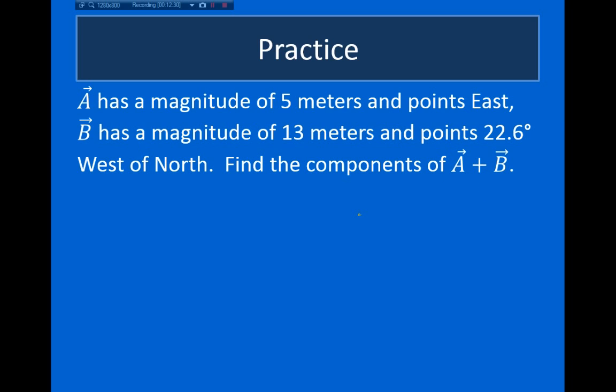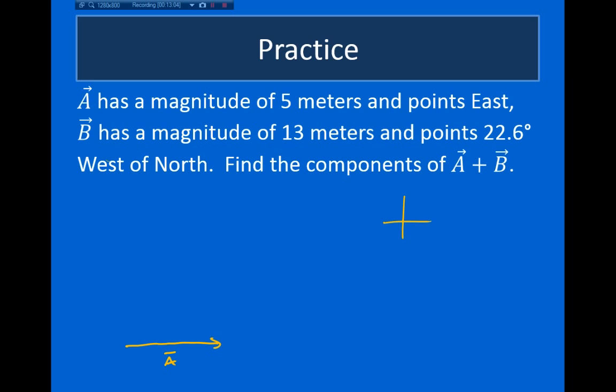So I think anytime we have a problem with vectors, it's always a good idea to just draw this so we have kind of a picture in our head of what this looks like. So vector A, remember, so to add, we put the vectors head to tail. So vector A is 5 meters and it points east. And then vector B is going to point, let's see, west of north. So I can put this down here. So we've got vector A. Looks something like that. And then vector B, see, this is 22.6 degrees west of north.